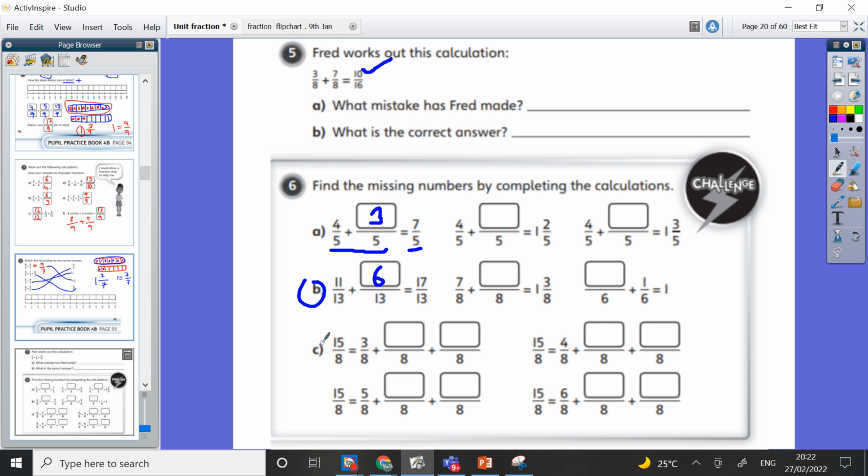Okay, in part C, 15 over 8 is the answer. This is the answer of 3 over 8 plus something over 8 plus something over 8. Now you have to make two more fractions which make altogether 15 by adding up with 3 over 8. So I can write here, let's say, 10 over 8. 10 over 8 plus 3 over 8 is 13 over 8, and the remaining is 2 over 8. You can do any other adjustment. Okay.